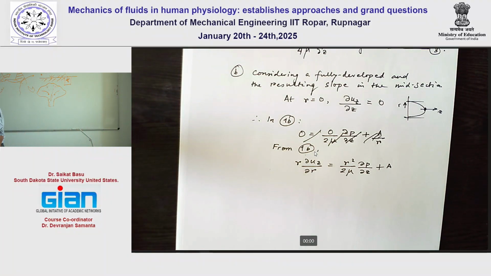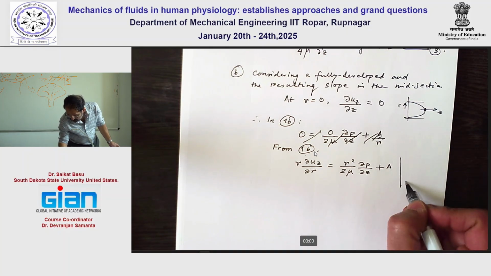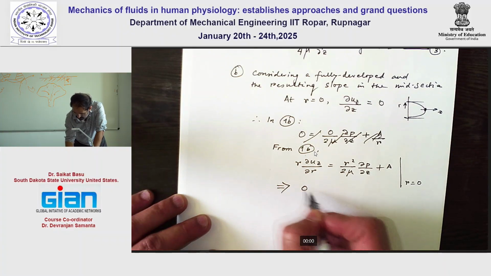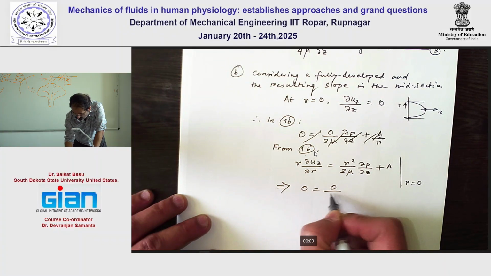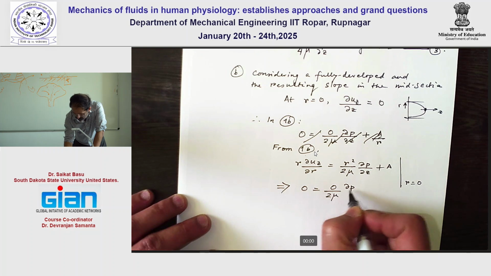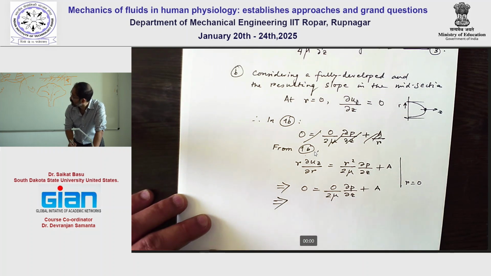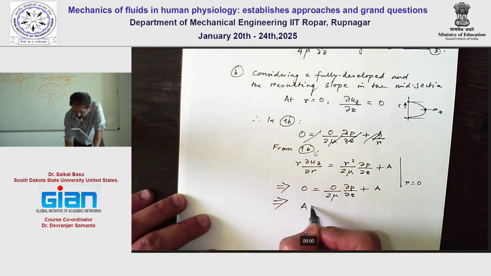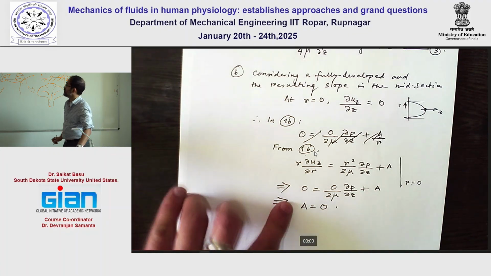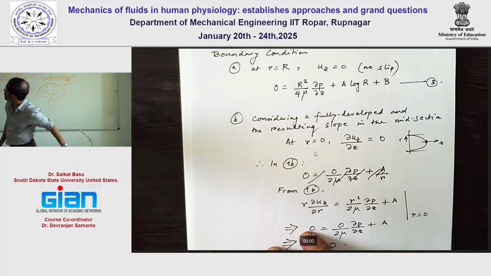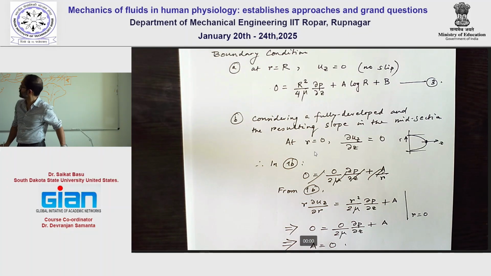So from 1b we get this, and then we apply the boundary condition for r equal to 0. As a result, the left hand side becomes 0. This is 0 over 2 mu del p del z plus A. So A is 0. So if A is 0, then we can directly use equation 3 to evaluate the other constant of integration, which is B.